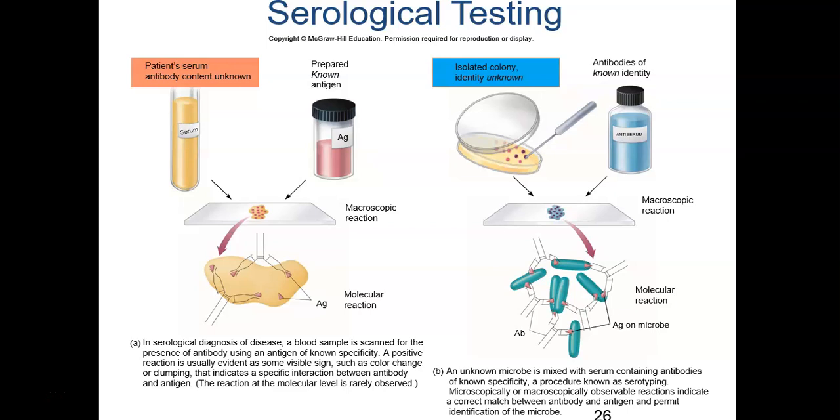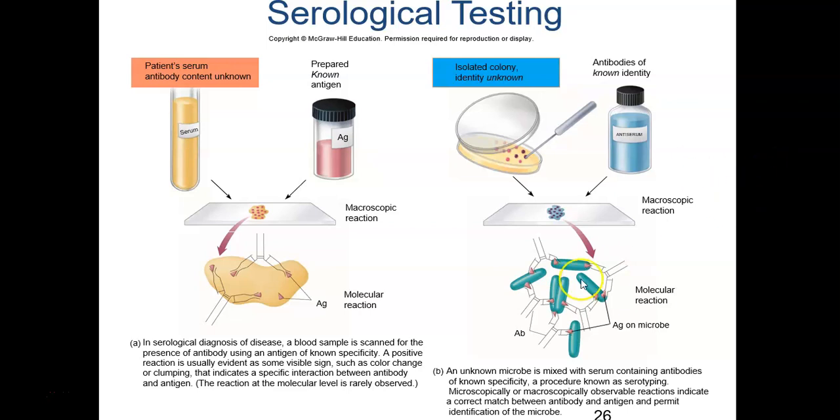The other side of that, we have what's called a precipitation reaction, and that's where we use soluble antigens. So something like, for instance, the VDRL test, which is used to diagnose syphilis. It can be done either on an agar plate or in a test tube. And basically what you look for are these cloudy or opaque zones, which indicate where that antigen-antibody reaction occurred.